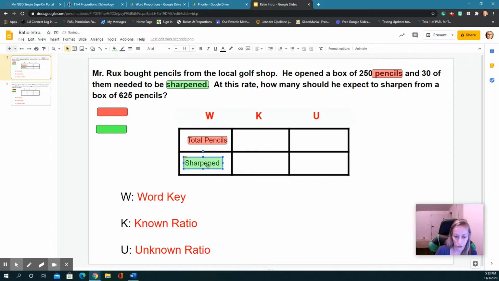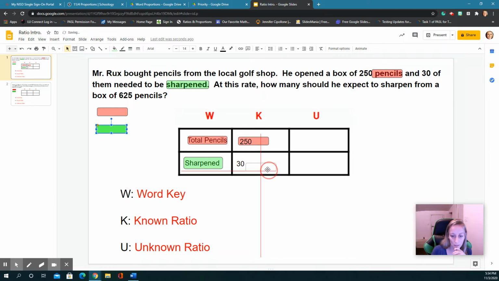Okay, so the ratio that's identified first is the information that's given. So I have total and sharpened. Well, there were 250 total. So I would come over here, make a text box, and say 250 total, needed sharpened. There's 250 total. Well, how many did they say needed sharpened? They said there were 30 that needed sharpened. And that 30 goes with sharpened. So that means this next spot has to be talking about sharpened, and this next spot has to be talking about the total amount of pencils.